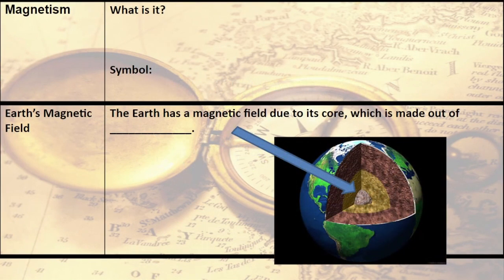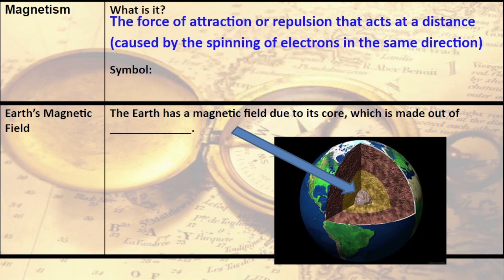So first thing we need to talk about is magnetism and what it is. Well, we can say that magnetism is the force of attraction or repulsion that acts at a distance. This is caused by the spinning of electrons in the same direction. We'll talk more about that later on, what those electrons are, where they come from, and why they're spinning.